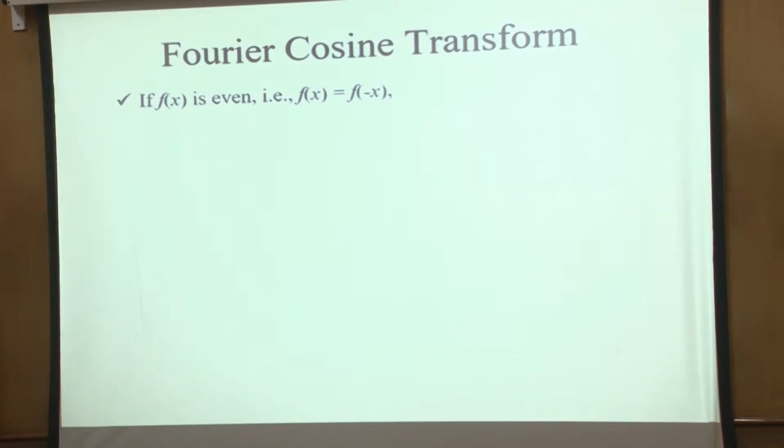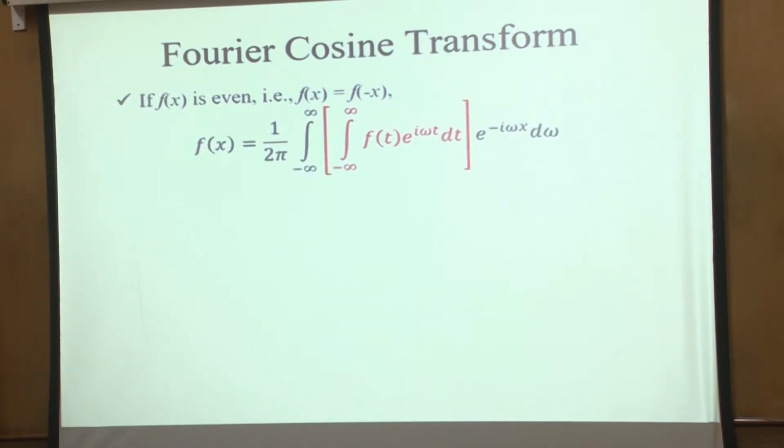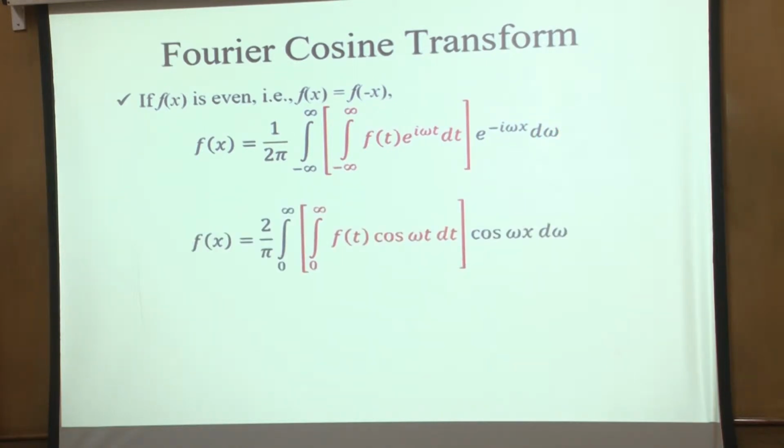Separate derivation. So what happens? Fx is equal to minus x. So then what happens to this? So I have cos omega t and sin omega t. In a symmetric interval, sin omega t disappears and cos omega t becomes 2 times the integral from 0 to infinity. Right? Same thing with this integral also. So the resulting factor is, 1, 2 comes from here, another 2 comes from this integral. So 4 by 2 is 2, 2 by pi.